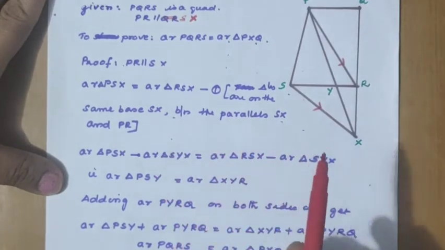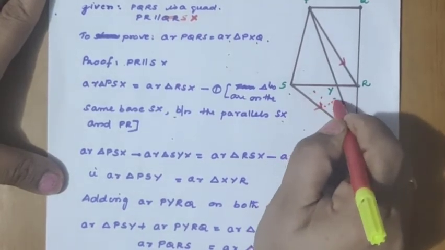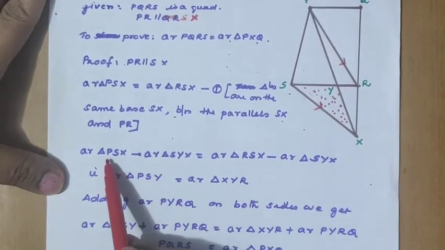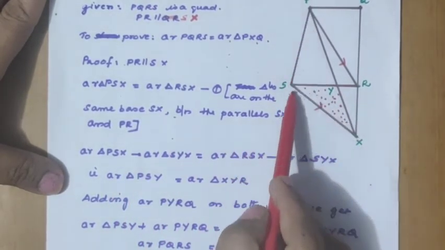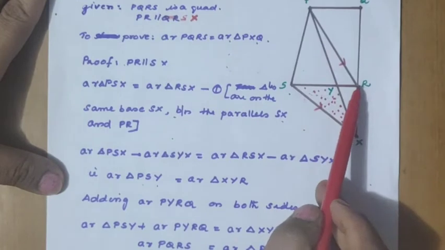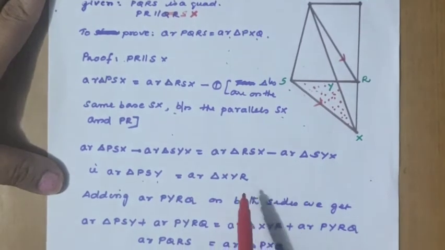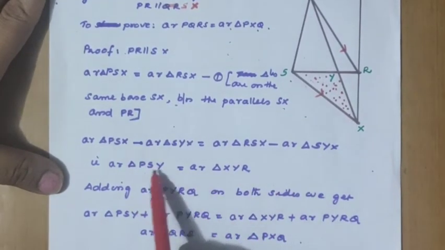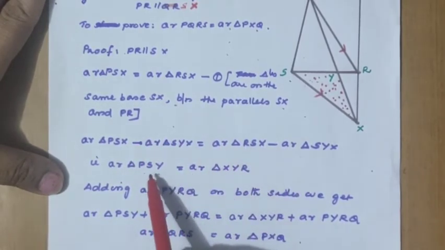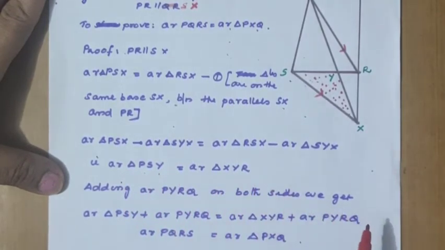Now we are subtracting this SYX from both the sides. So what will happen? Area of the triangle PSX, we are reducing this SYX. So what is remaining? PSY. Similarly, RSX, we are reducing SYX. So what is remaining in the diagram? RYX, that is XYR. So by the subtraction of this portion from the two equal triangles, we get area of the triangle PSY equal to area of the triangle XYR.